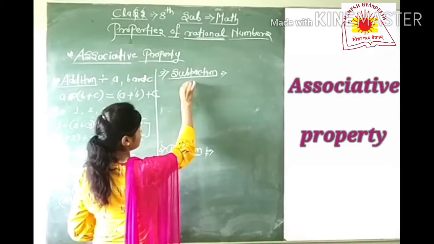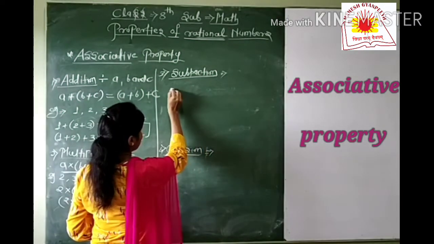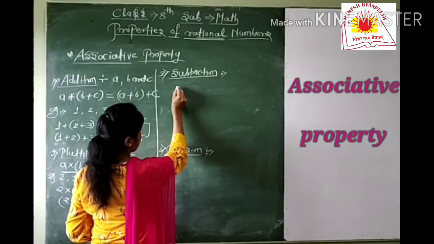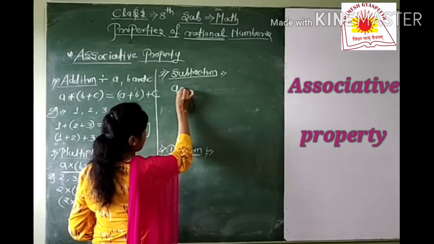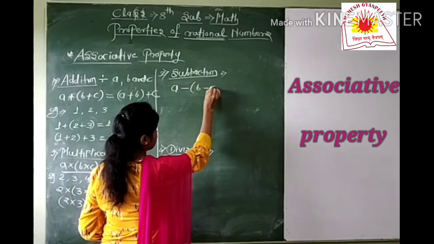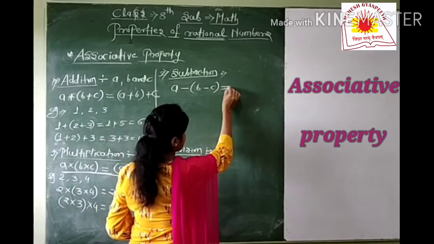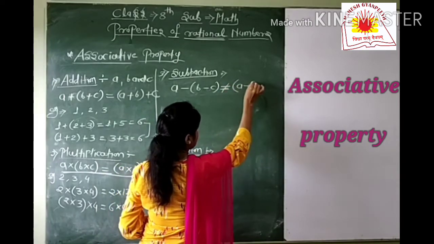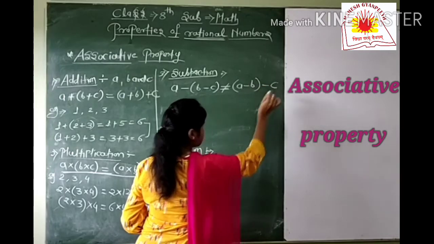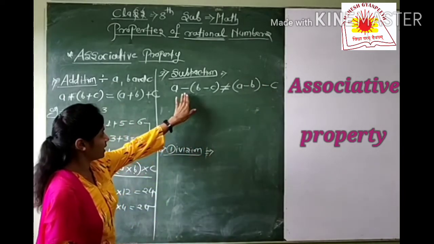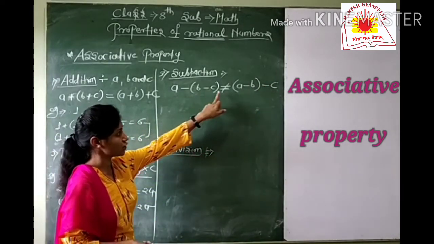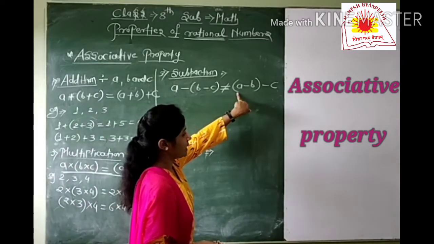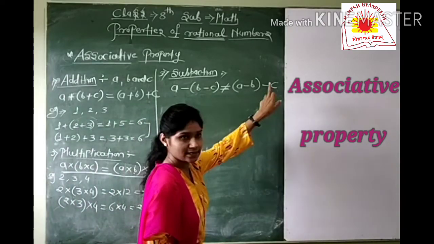Now next, come to the point of subtraction. What is the associative property of subtraction? A minus in bracket B minus C does not equal in bracket A minus B, minus C.